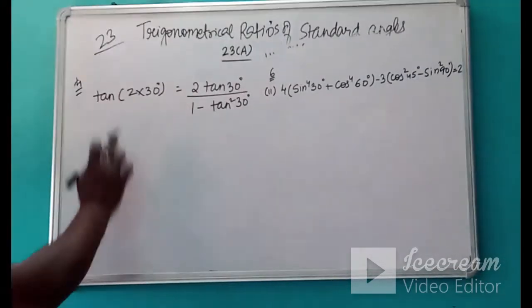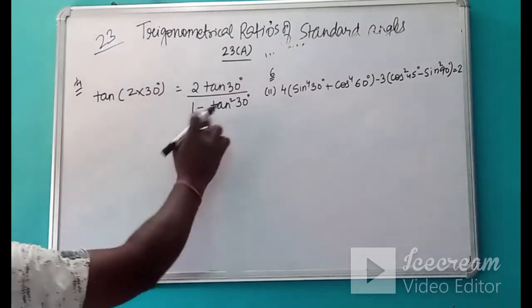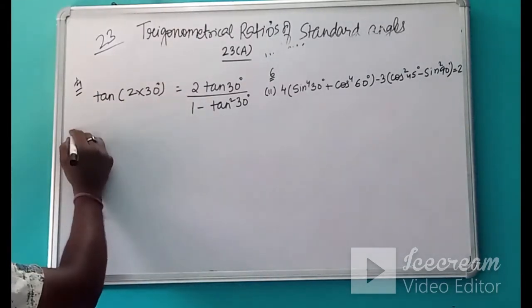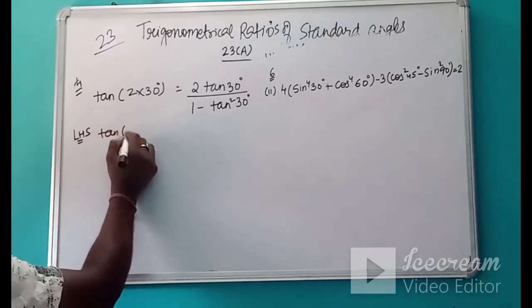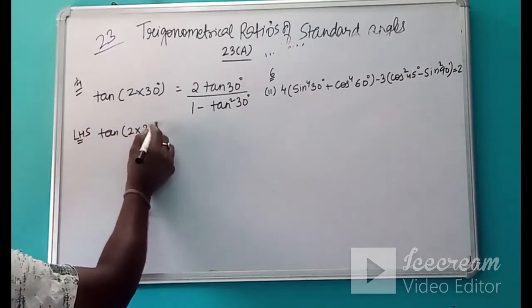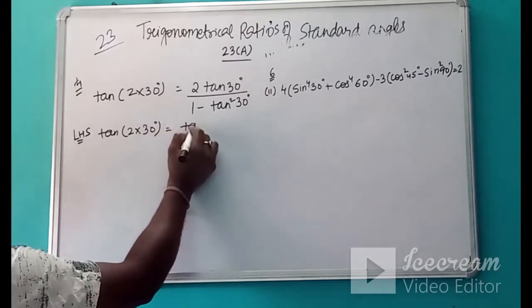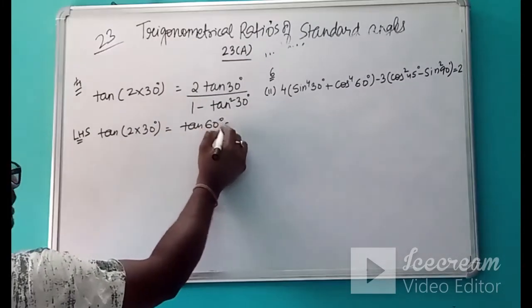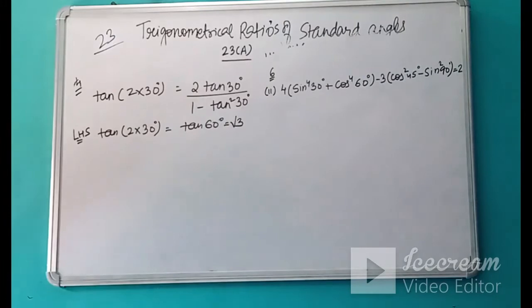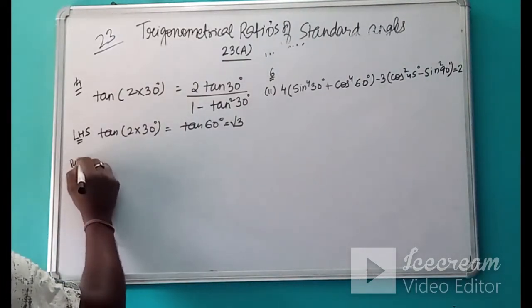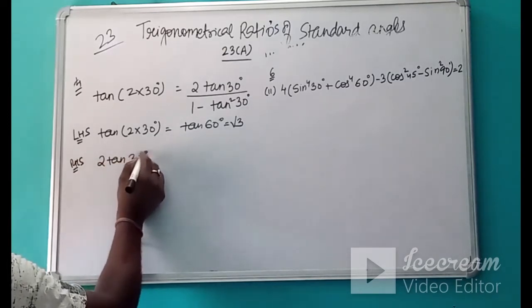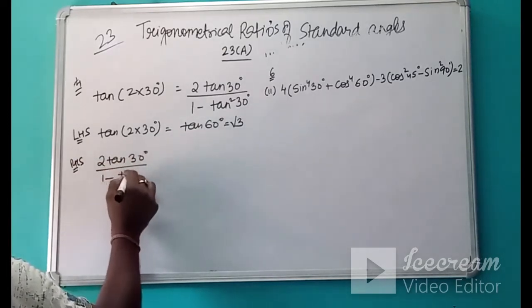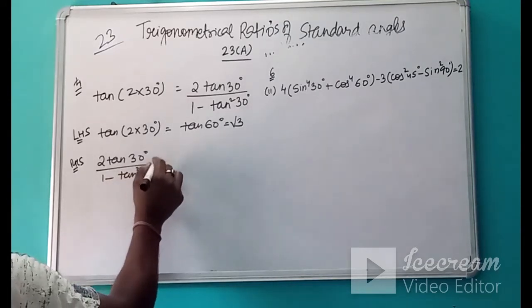Okay, suppose we have to prove this value is equal to this value. So again, first I will take the LHS, that is tan of 2 into 30 degree. So what is 2 into 30? 60 degrees. So tan 60 degree is root 3. Okay. Now we will pick the RHS, that is 2 tan 30 degree upon 1 minus tan square 30 degree.